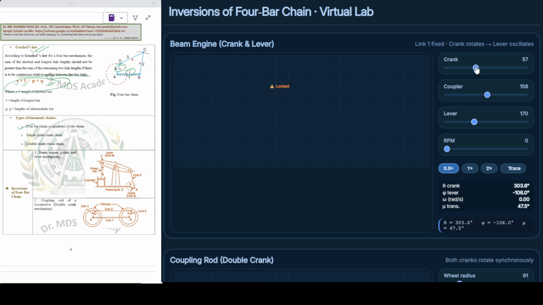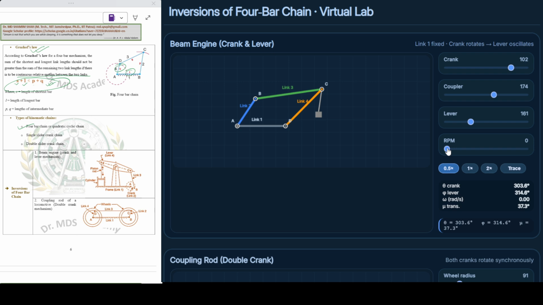Now let's decrease it to fit the Grashof condition, and now we have the 4 bar chain working. Likewise you can increase or decrease the length of the crank, the blue one. Similarly the coupler, the green one, link 3, you can increase or decrease its length. Similarly the lever, the yellow line, is currently at 159 length, and you can accordingly decrease and increase it.